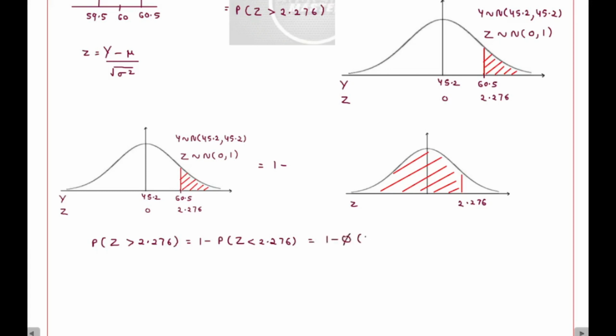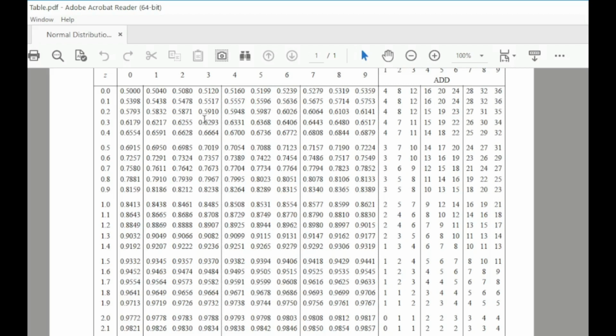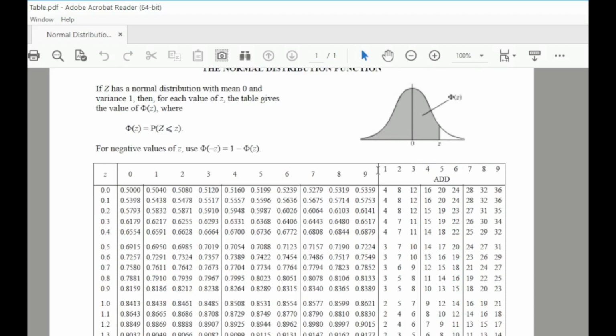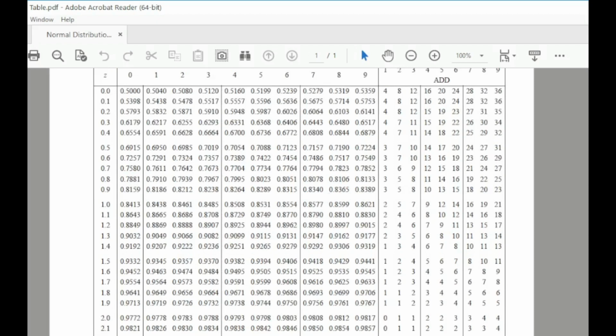or this is 1 minus phi of 2.276, correct? Let's try to find this phi of 2.276 with the normal distribution table. So this is the normal distribution table. We can find only the area to the left. So they are saying find the probability of 2.276. So for 2.27, the value is 0.9884, and another value for 6 is 2. So we are supposed to add this to 0.9884.